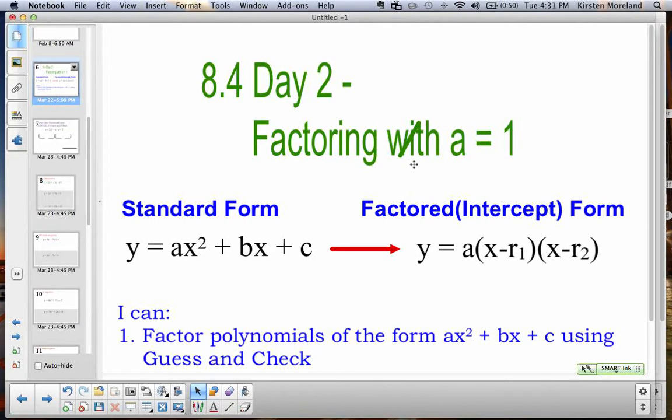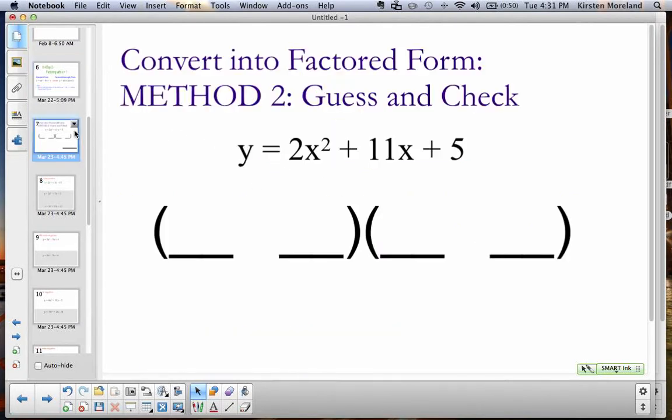So we're still factoring with a not equal to 1, going from standard form to factored form. So you're going to notice a lot of similar problems here. We're going to do it a different method. Before, we drew our x and said we're going to multiply to 10, add to 11. We're going to ditch that out the window today and just do it by guessing and checking.